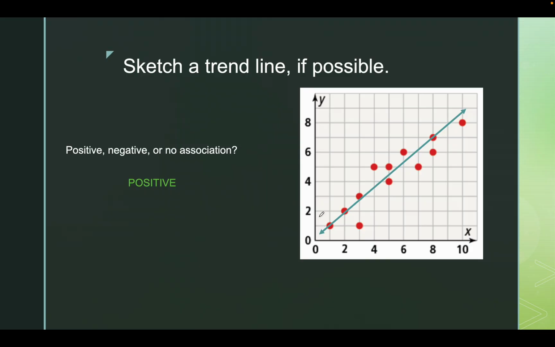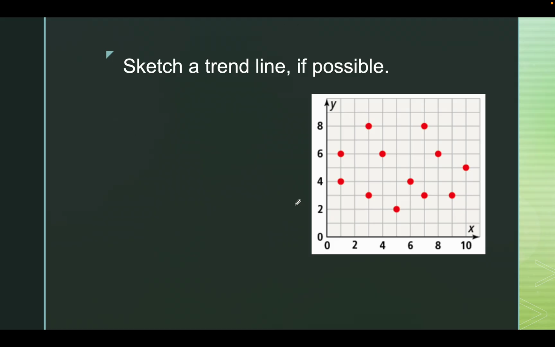Remember from our previous lessons, if we imagine that biker, is he going uphill or downhill? I'm not the greatest at drawing that, but if you remember the bike, it's traveling uphill on this one. Is there a line we can draw? Not really. This is a no association.